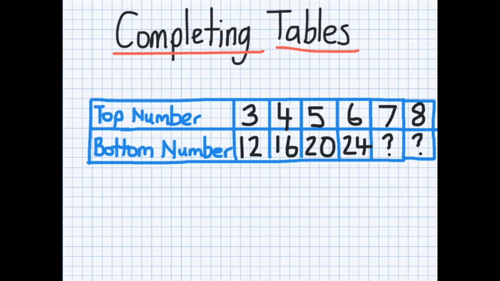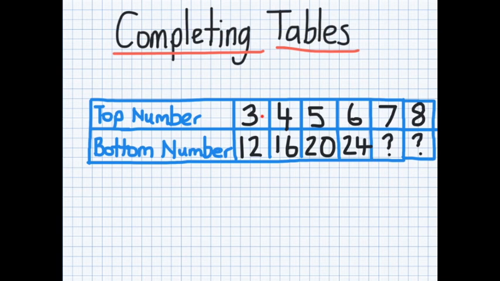When we have questions like this which involve completing tables, what we're looking for is a specific rule which changes the top number to the bottom number. So if we look closely here, we can see a 3 as a top number becomes a 12. A 4 becomes a 16. A 5 becomes 20. 6 becomes a 24.